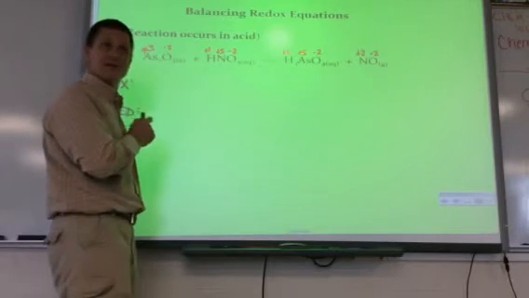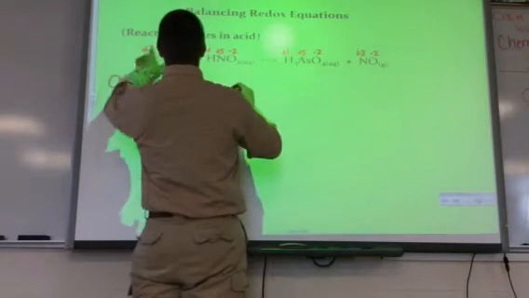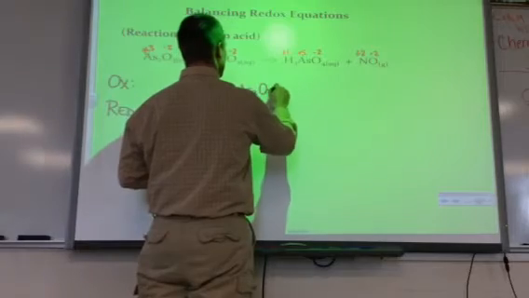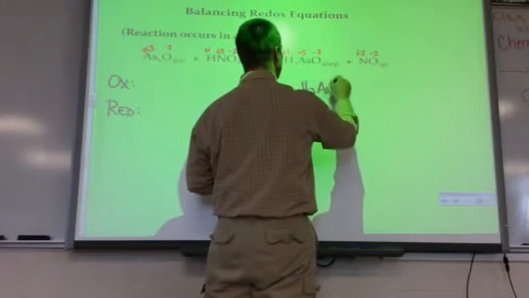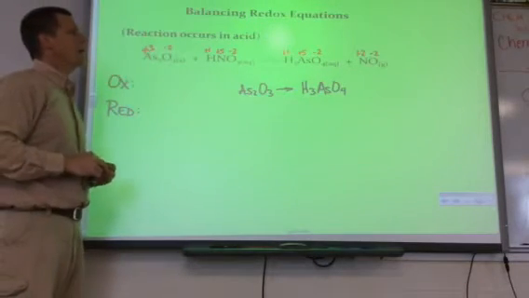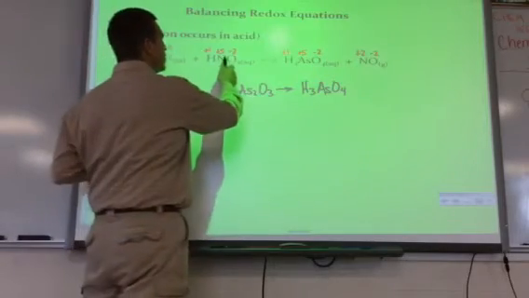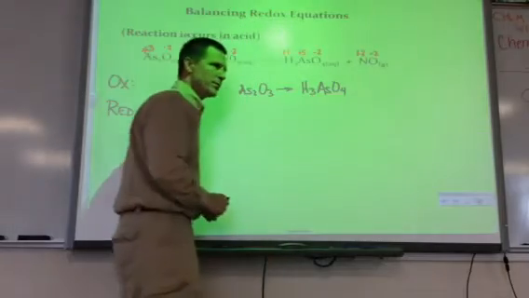The As goes up, doesn't it? It goes from 3 up to 5. So the oxidation is going to look like this. Include the entire term that it's in. As2O3 yields H3AsO4. All right, now this is a matter of preference for me. The nitrogen goes down. The nitrogen is going to be reduced from +5 down to +2.